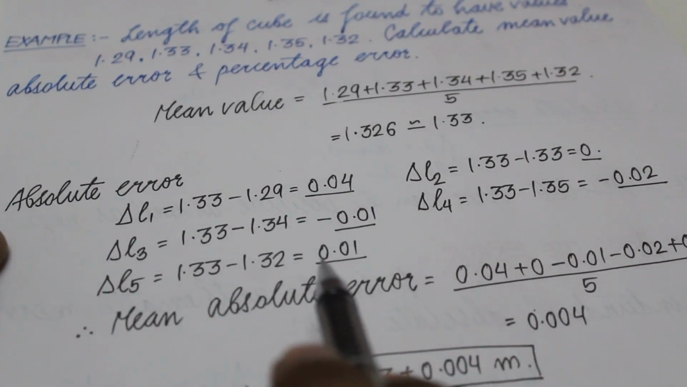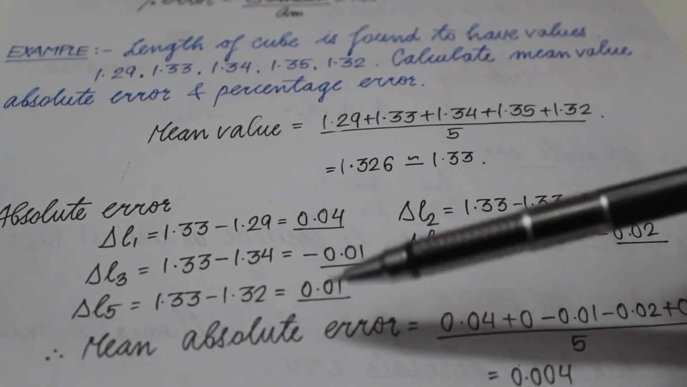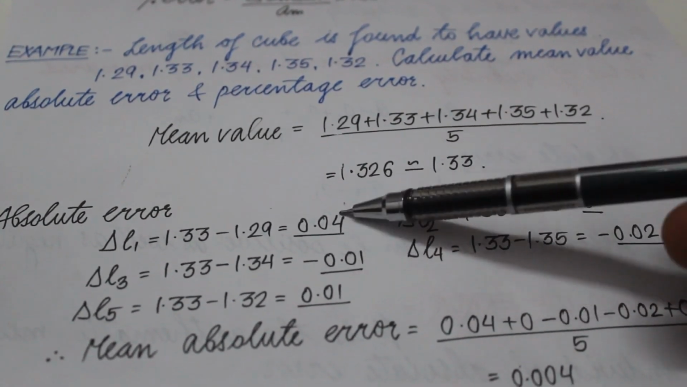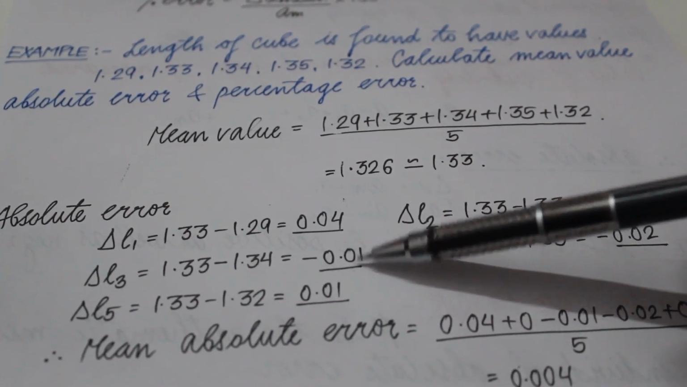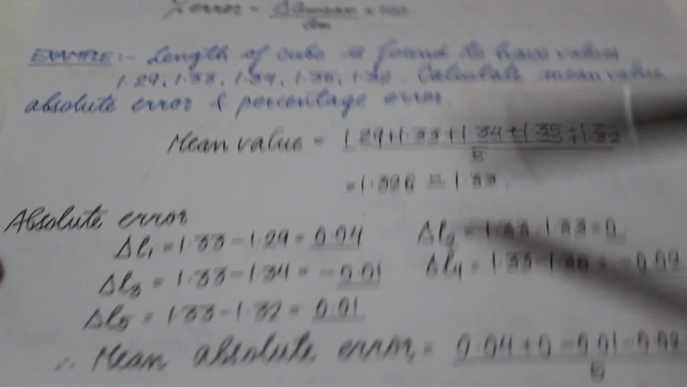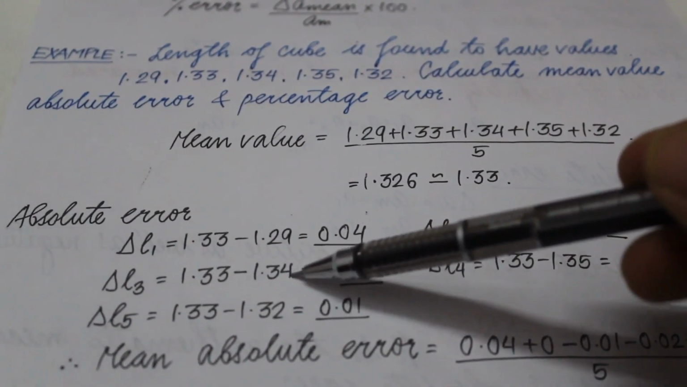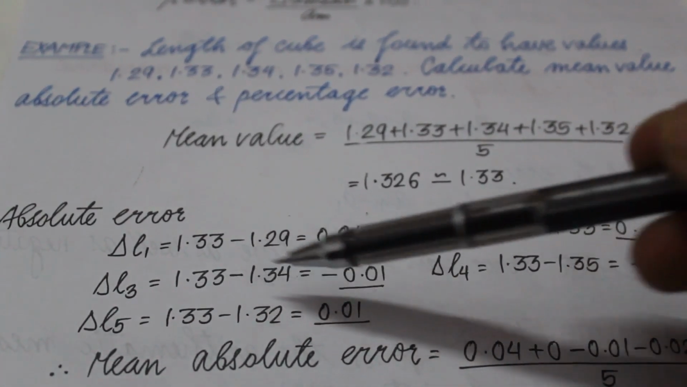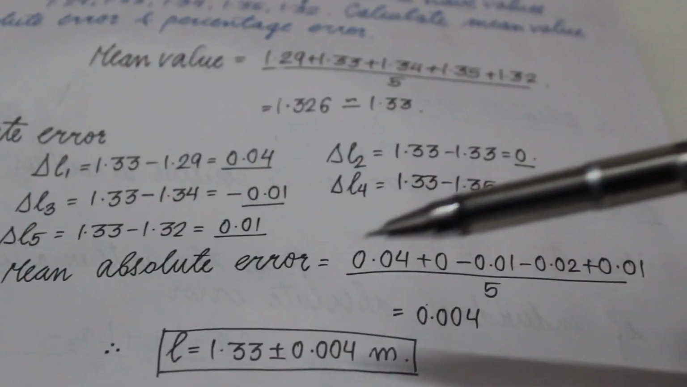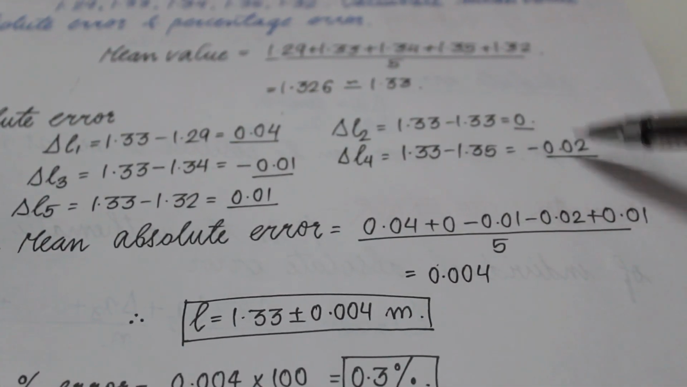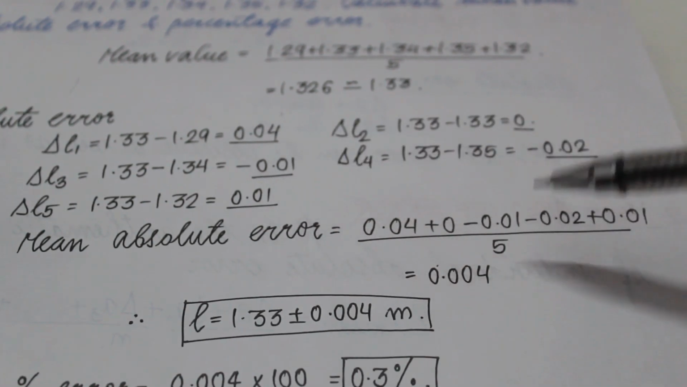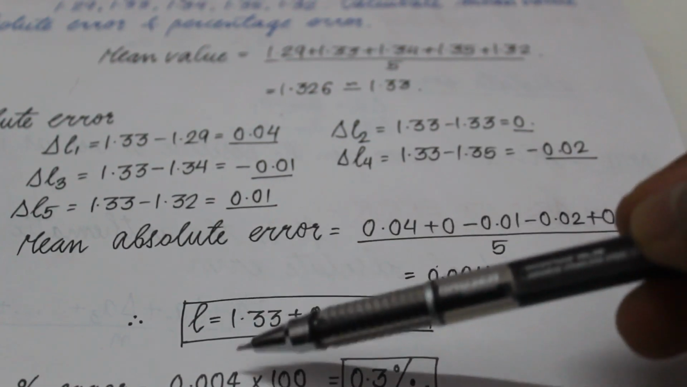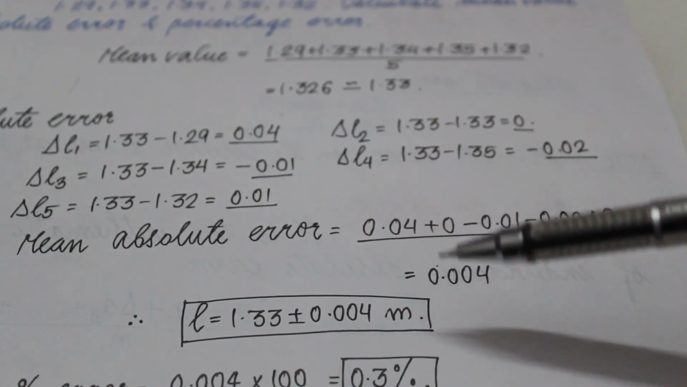Once we get the absolute error, as we have discussed, you can see in the diagram, it can be positive as well as negative. The absolute error can be positive as well as negative. It all depends upon the individual quantity. In this case, the individual quantity was 1.34, whereas the mean value came out to be 1.33. So the absolute error will be negative. So mean absolute error, take each absolute error and find its arithmetic mean. We get 0.004. So finally the length can be written as 1.33 plus minus 0.004 meter.